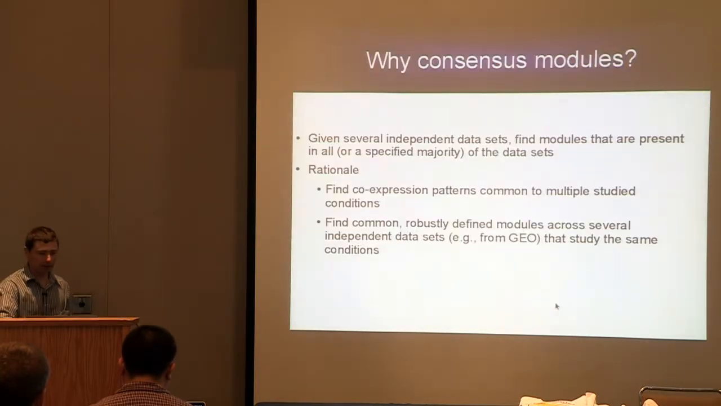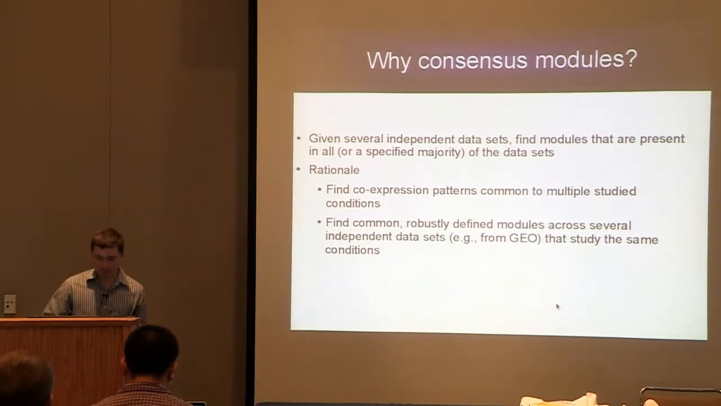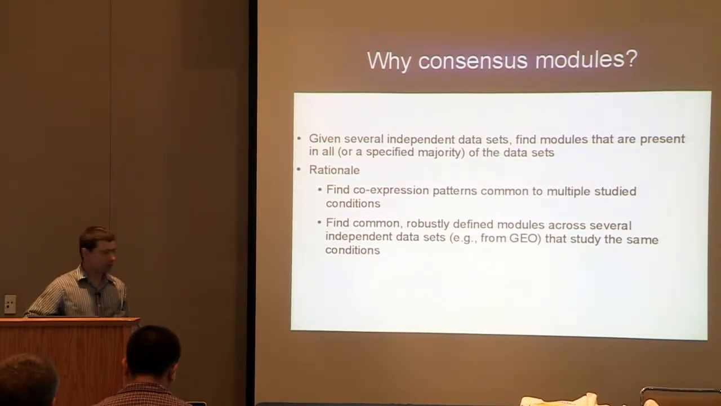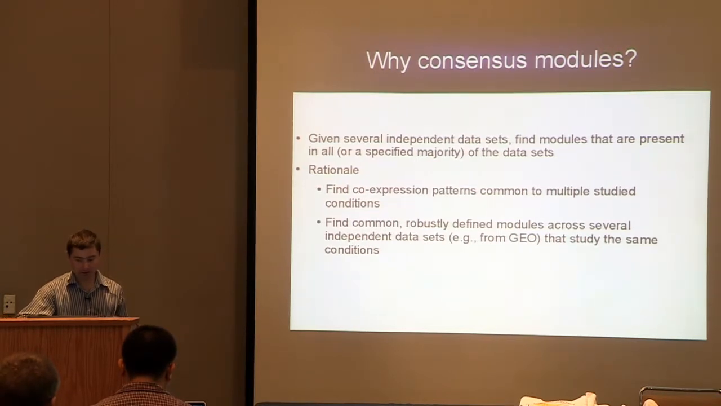So why would you want to consider consensus modules? Again, given a few independent data sets, the idea is to find modules that are present in all, or at least the specified majority of the data sets. And the rationale is really to find co-expression patterns that are common to either the multiple studied conditions or at least multiple independent data sets that study the same condition. And so you want to find common, robustly defined modules for data that study either the same or the similar condition.